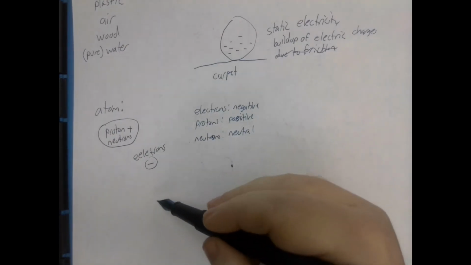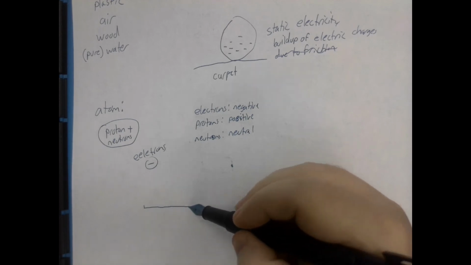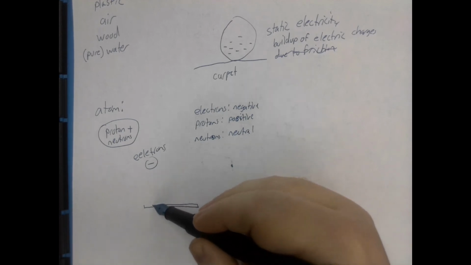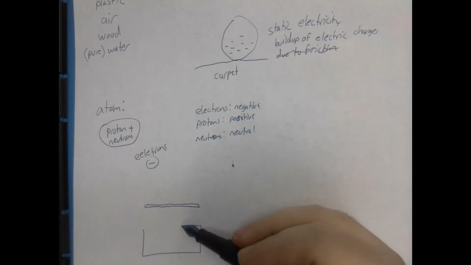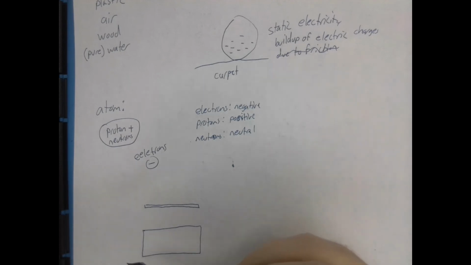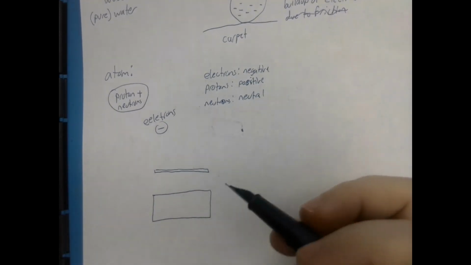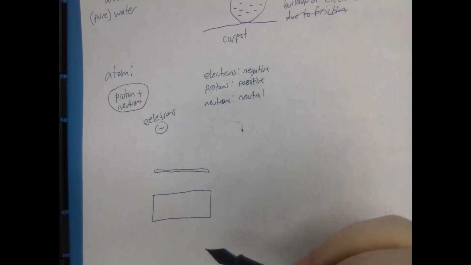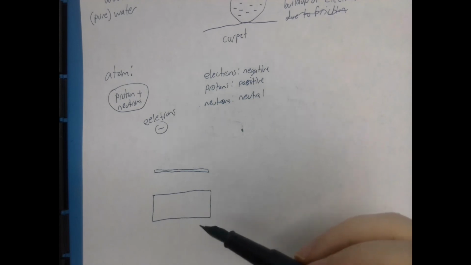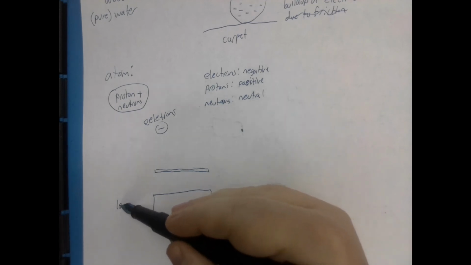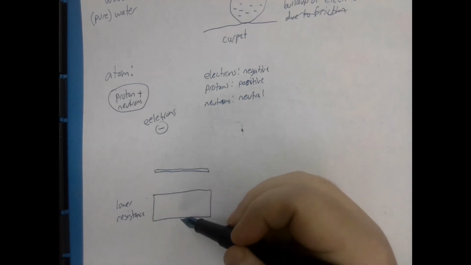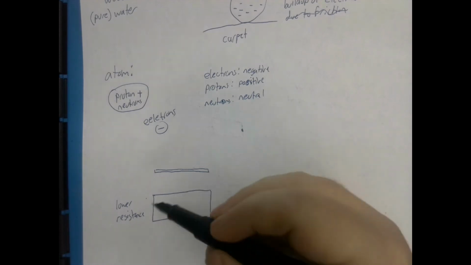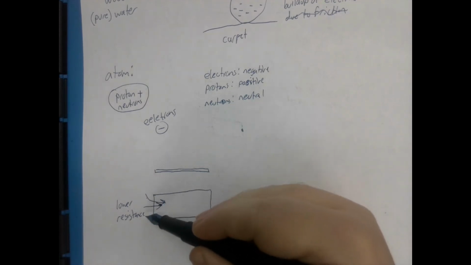So, if you had a very, very thin wire versus a very thick wire, which one has lower resistance? The thick one. That is because more electrons can flow through it, so more current can flow through it.